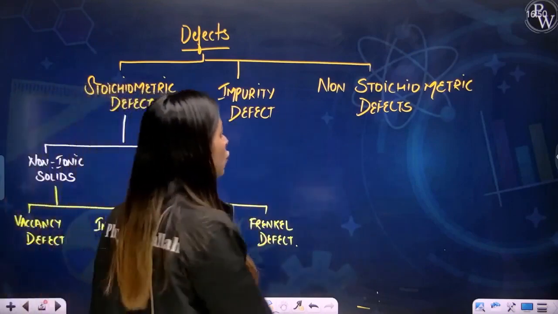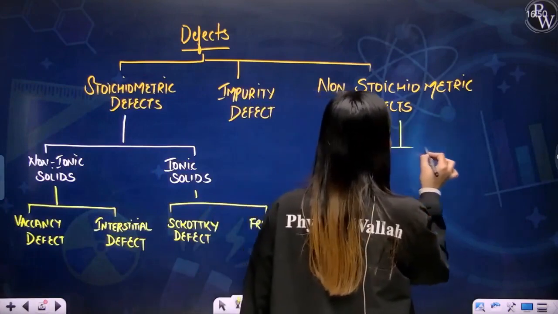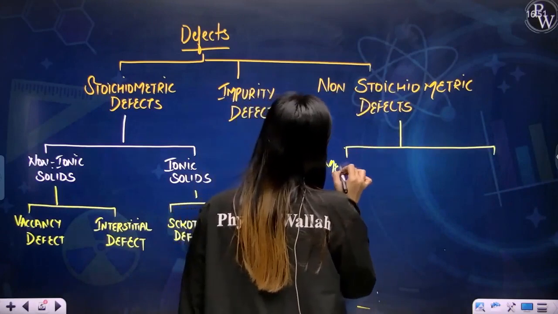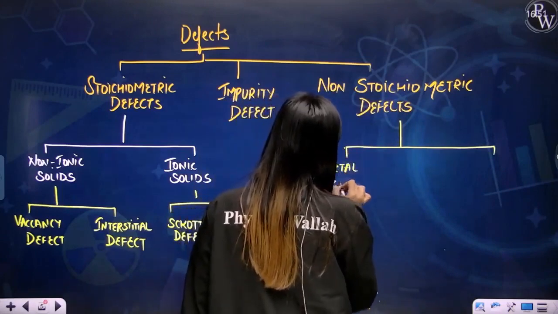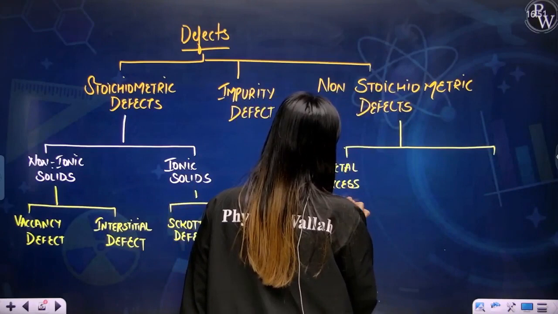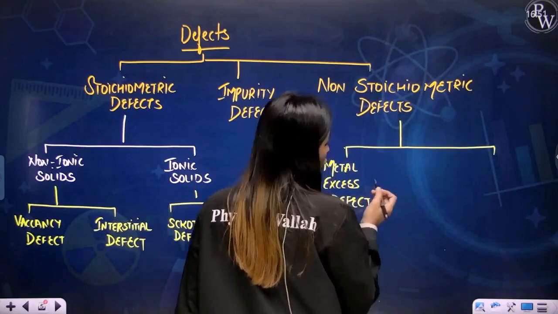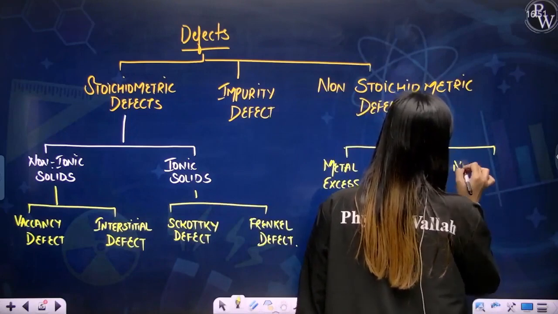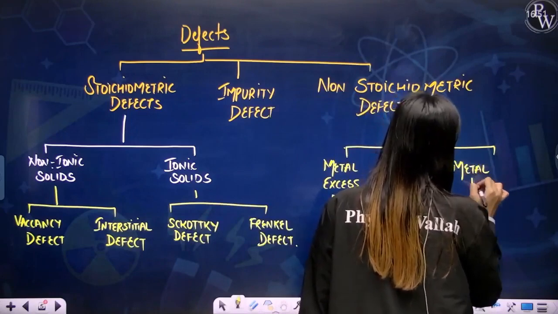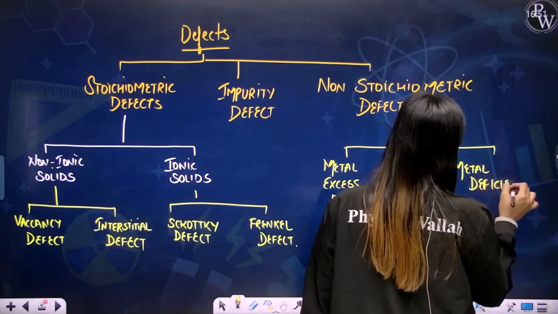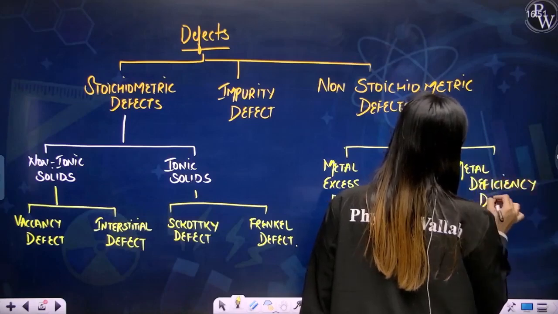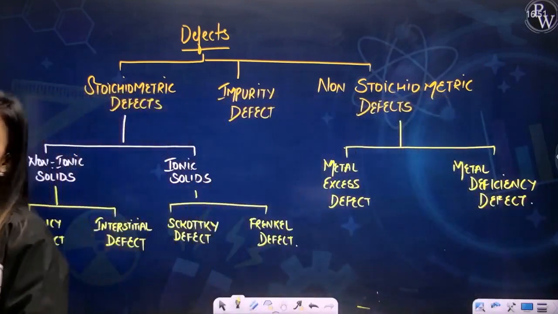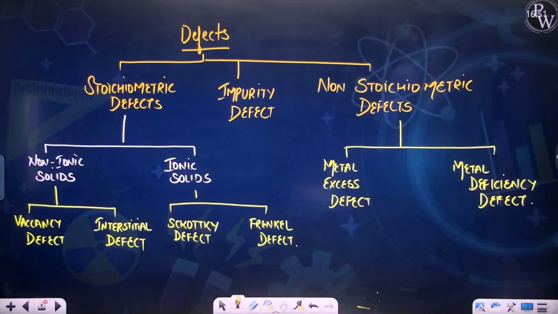Now let's talk about non-stoichiometric defects, because impurity defects are in their way one individual. In non-stoichiometric defects, the cation to anion ratio changes, and they can be classified as either metal excess defect, or they could be metal deficiency defect. So these are the types of defects that we will be discussing in this particular chapter.